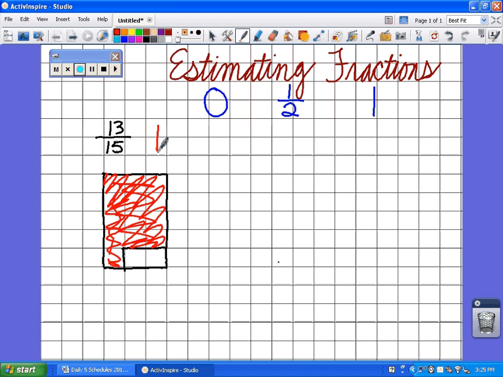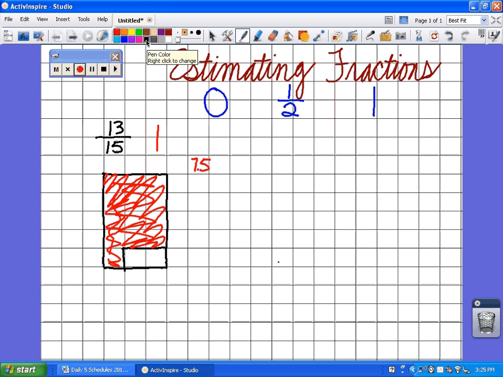Or we can look at 15 and find half of 15, which is 7.5, and we can see that 13 is closer to 15 than it is to 7.5, so that's closer to 1 whole.